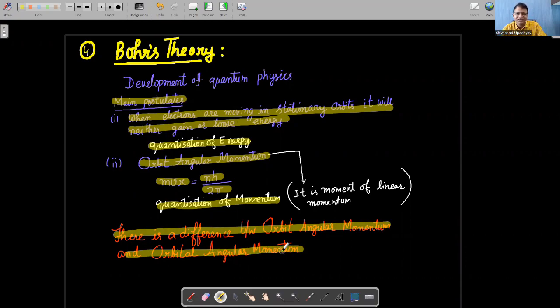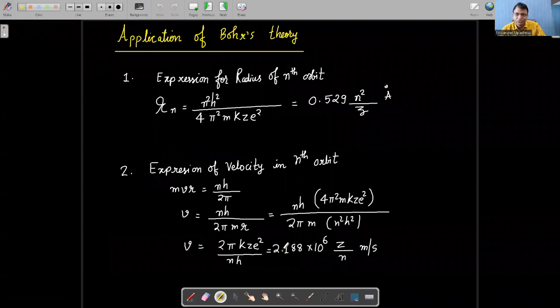There are many applications. One of them is expressions for the radius of electron in nth orbit. So we know that radius of electron in nth orbit. I will suggest you that before going to exam, you should remember this formula. I am talking about the expression, not this value that Rn is equal to 0.529 n square upon Z. Everyone remembers this relation. But I'm not talking about this relation.